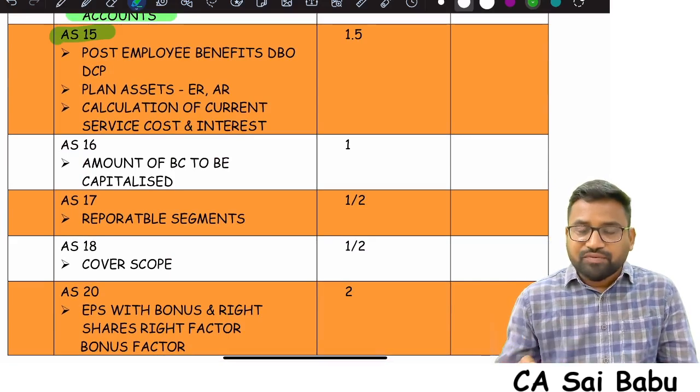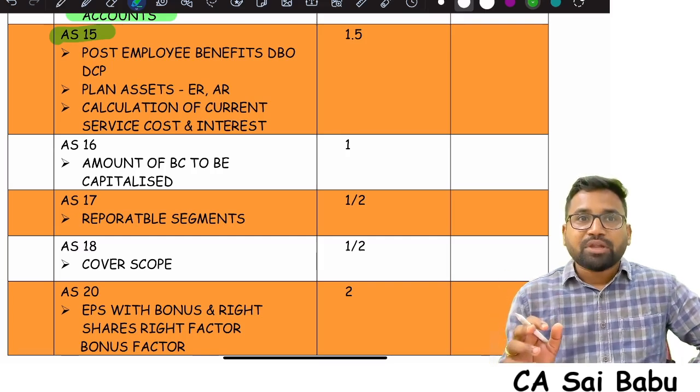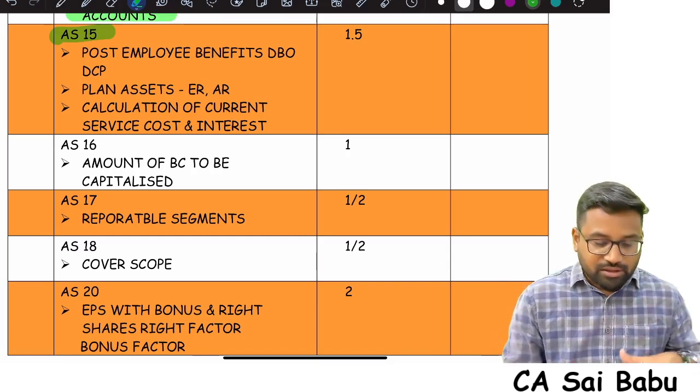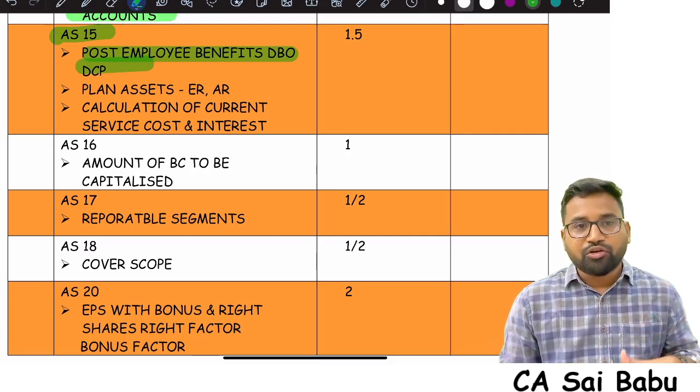If you have already left this as a choice, no problem, you leave it, you continue to do it. But if students feel that I need to cover some important area from AS15, then they can cover post-employment benefits, defined benefit obligation, defined contribution plan.